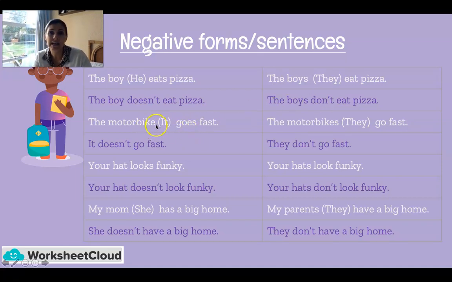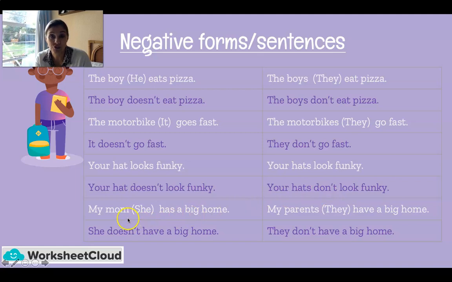There, the motorbike. If I want to change the pronoun, so I want to just, instead of saying motorbike, I change the noun to a pronoun. It doesn't go fast. Remember in the beginning, look here, we said the motorbike goes fast, singular subject. There's your S. It goes fast. But now in the negative, you've got the S in the contraction. It doesn't go fast. And then obviously in your plural, they don't go fast. Your hat looks funky. Your hat doesn't look funky. Your hats, there's the S already, don't look funky.